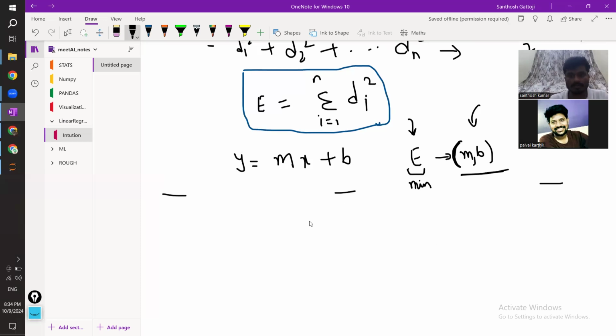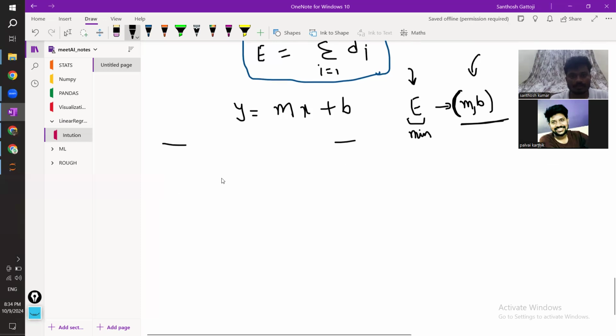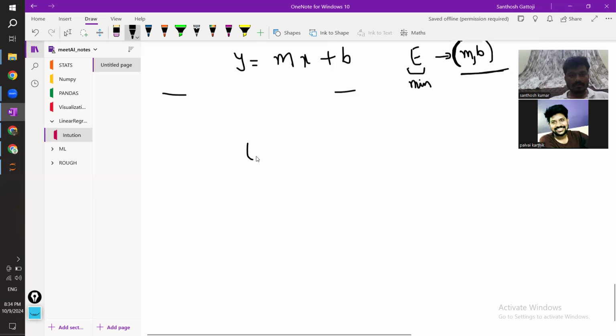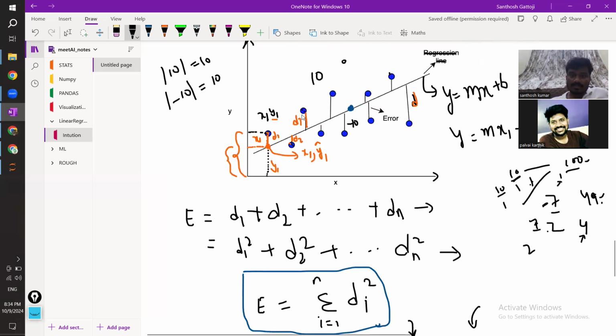Now over here, let me write this again. You are going to have E equal to the summation of i equal to 1 to n of d_i square. Now, what is this distance d_i? The distance is this distance, from the line to the point. Now, how do we get this distance? This overall distance is y1.